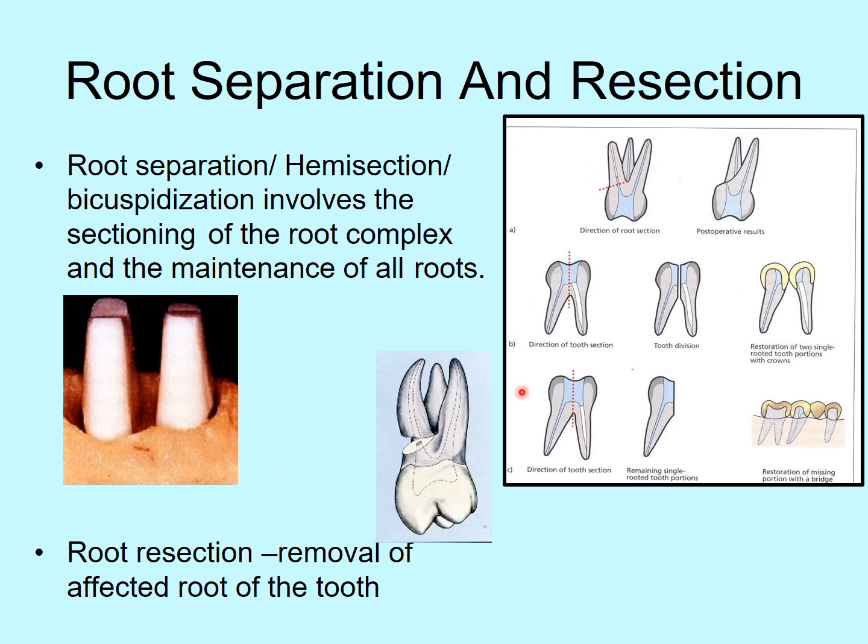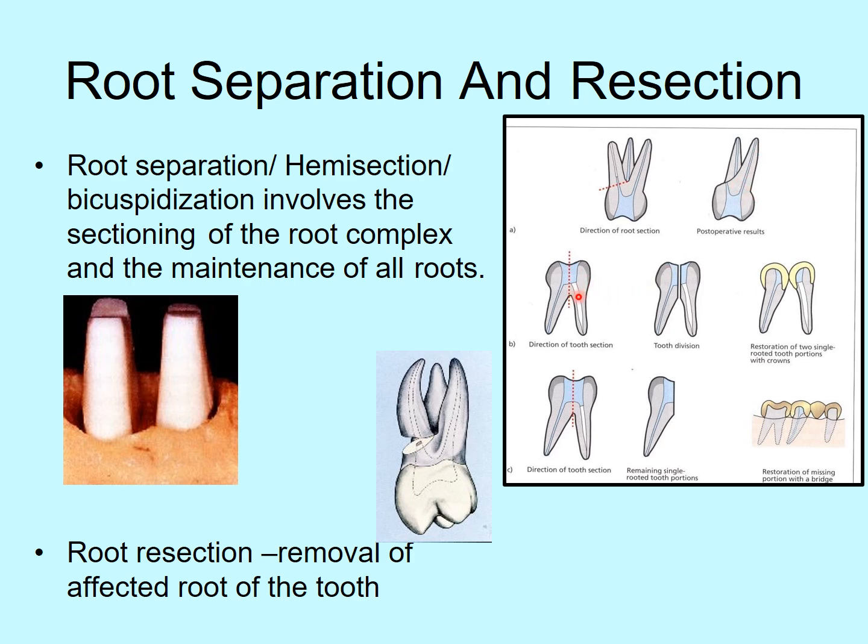Next, coming to root separation and root resection. That comes in the category of eliminating the furcation. What is root separation? What is root resection? Root separation can be called hemisection if one part is removed, and bicuspidation if it is equally divided into two parts. Root separation can be of different types, involving the sectioning of the root complex and maintenance of all roots. In this diagram, if one root is more involved, it can be removed. That is root resection.